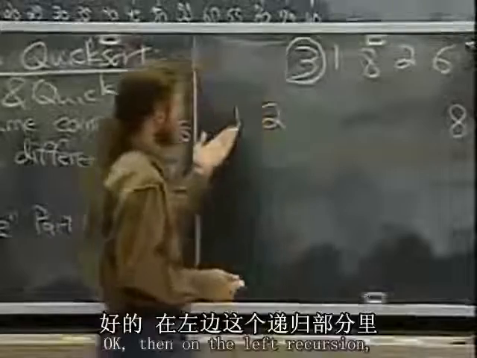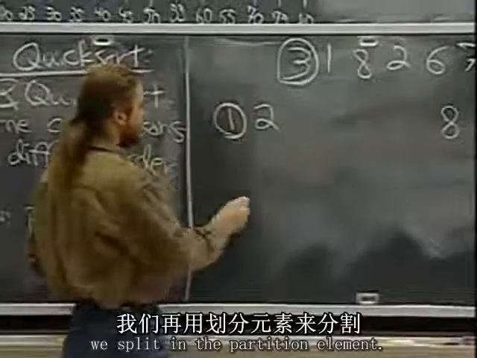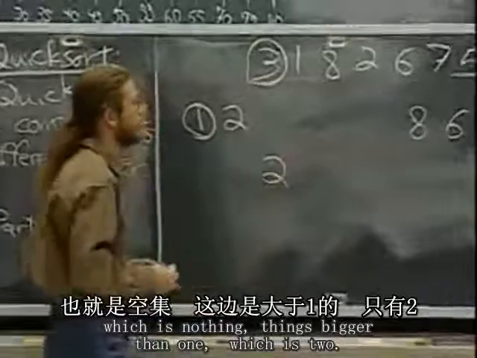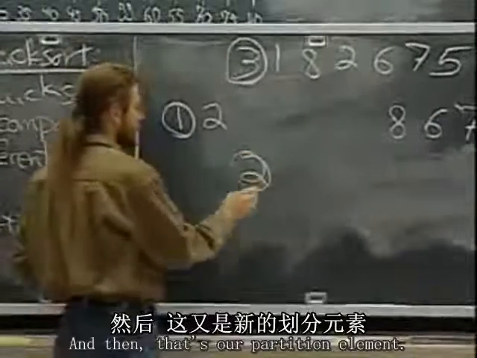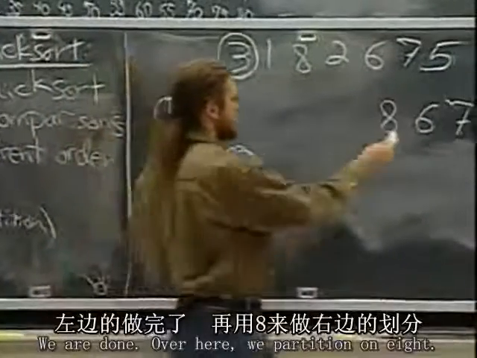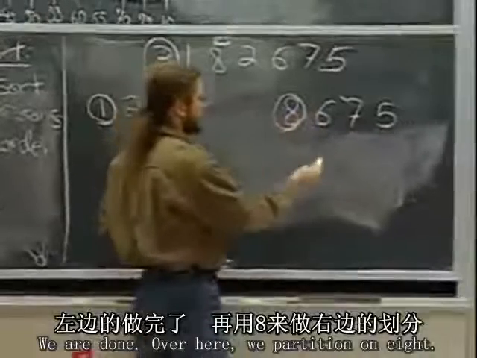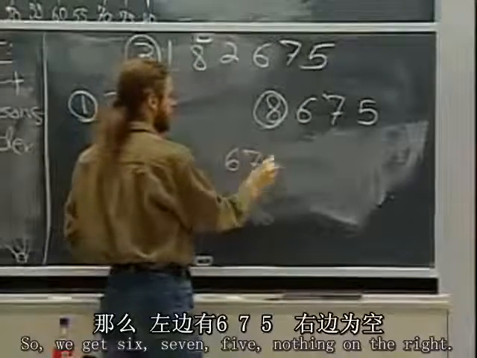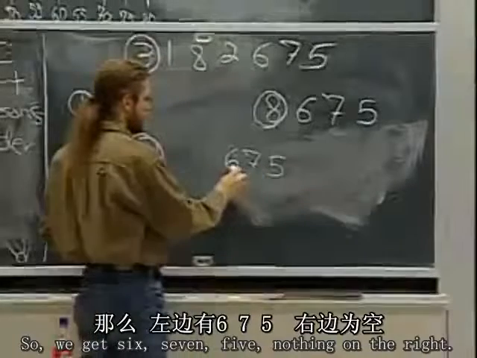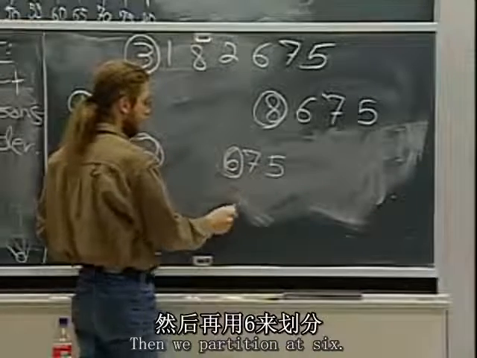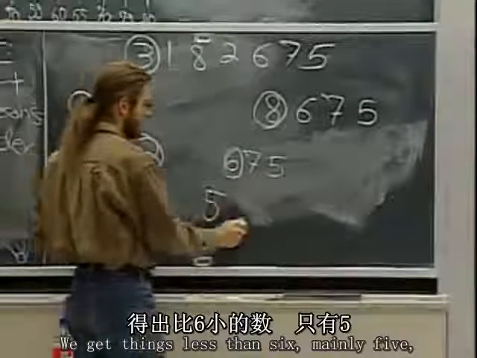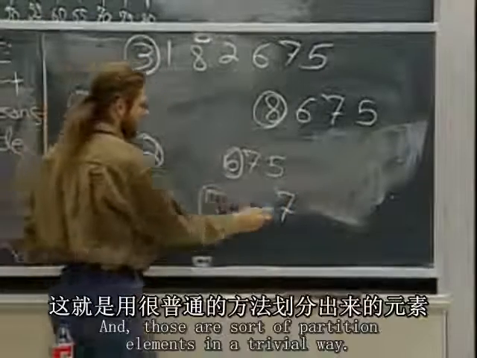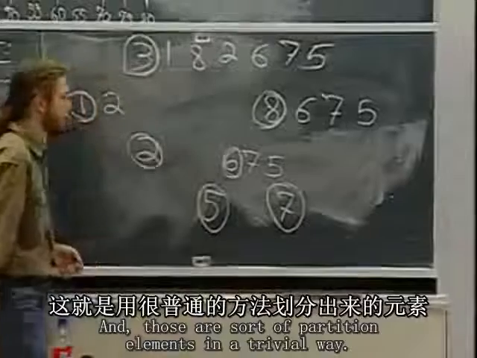OK, then on the left recursion, we split in the partition element. There's things less than 1, which is nothing. Things bigger than 1, which is 2. And then that's our partition element. We're done. Over here, we partition on 8. Everything is less than 8, so we get 6, 7, 5. Nothing on the right. Then we partition at 6. We get things less than 6, namely 5. Things bigger than 6, namely 7. And those are sort of partition elements in a trivial way.